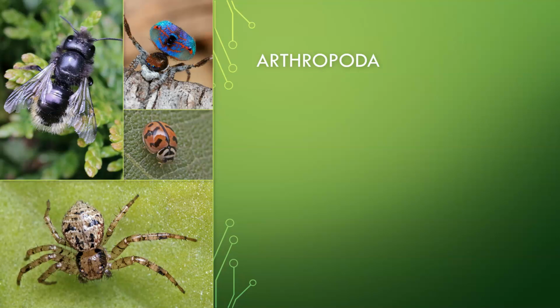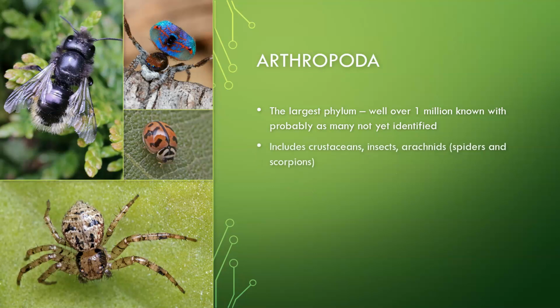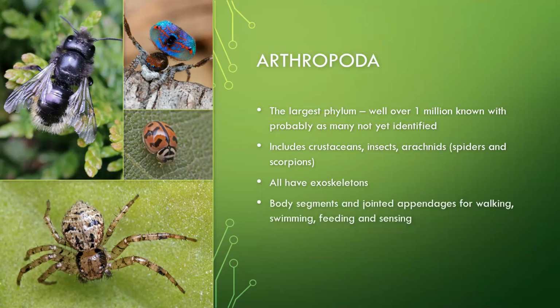Our Arthropods, Arthropoda. The largest phylum, well over 1 million known, with probably as many yet not identified. A great area to venture into for your future careers. Includes crustaceans, insects, arachnids, spiders and scorpions. All have exoskeletons, body segments and jointed appendages for walking, swimming, feeding and sensing. They have a mouth and an anus, and they have bilateral symmetry.